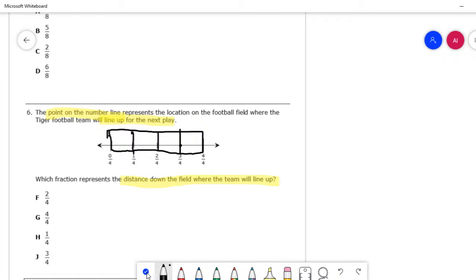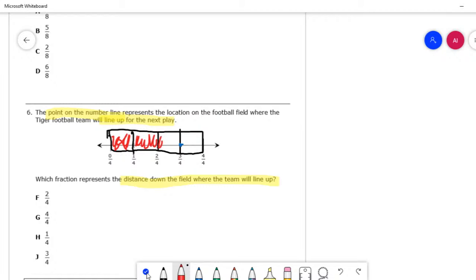So if we're trying to say what fraction represents the distance down the field, we have to take all of the parts from 0 all the way until our point. So if we use red to shade in our parts, we can say we have this part shaded in since it's before our point, which is, let me just darken it in blue right here. That is our point right there. So we also have this part, we can shade it in because it's before our point.